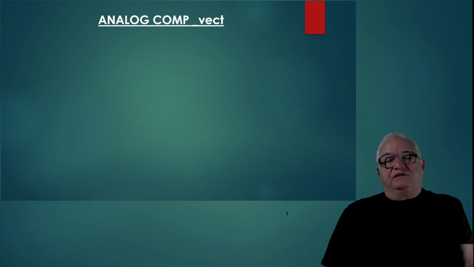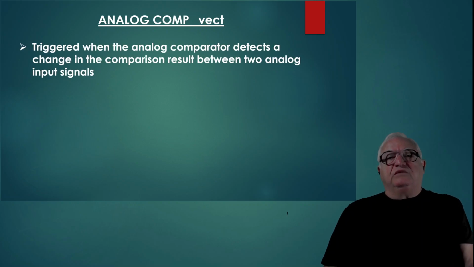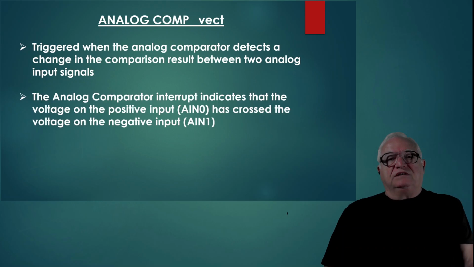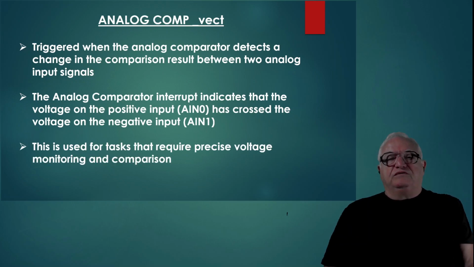Analog comparator. Triggered when the analog comparator detects a change in the comparison results between two analog input signals. The analog comparator interrupt indicates that the voltage on the positive input has crossed the voltage on the negative input. This is used for tasks that require precise voltage monitoring and comparison.